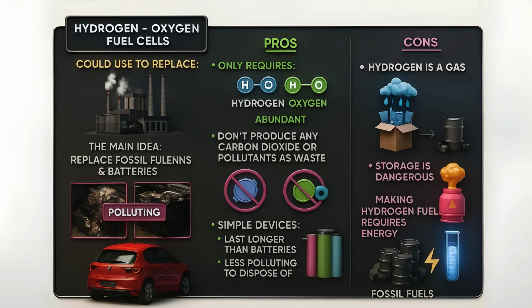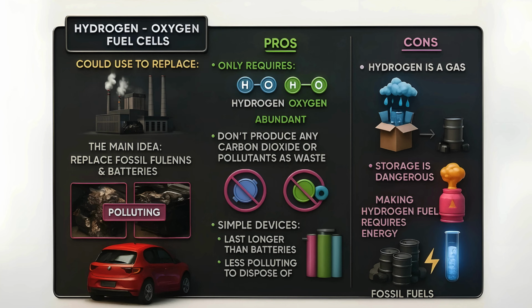Now, let's look at the pros and cons of hydrogen-oxygen fuel cells. Although they can theoretically be used to replace large power stations, their main application today is in vehicles as an alternative to polluting fossil fuel engines and heavy chemical batteries. One of the greatest advantages of fuel cells is that they only require hydrogen and oxygen to operate, both of which are abundant resources. The only product they release is pure water vapor, which means they do not emit carbon dioxide or other harmful pollutants.